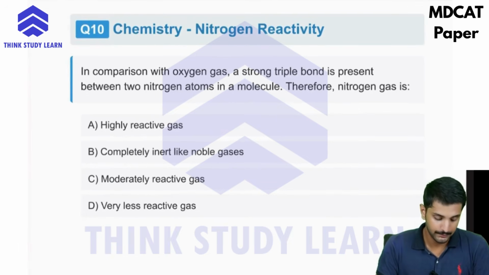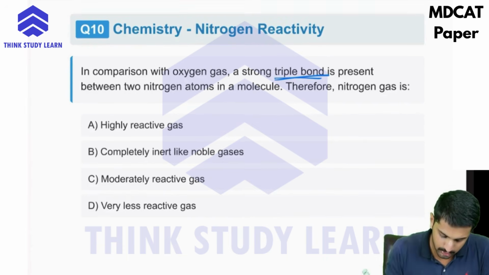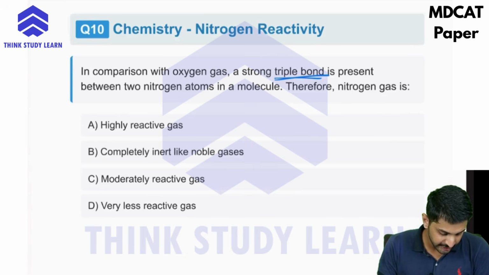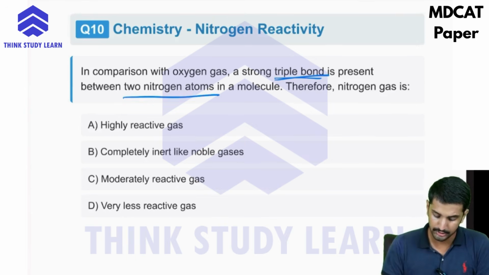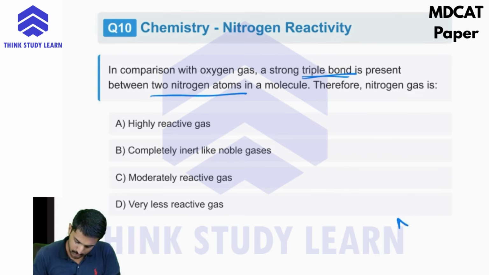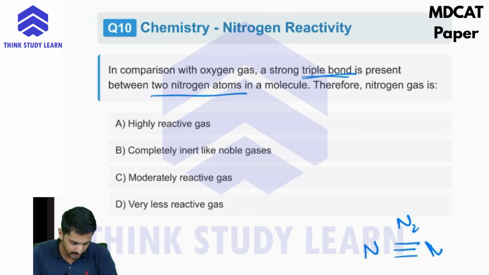Question number 10, and this is from chemistry. In comparison with oxygen gas, a strong triple bond, so it's about a triple bond, is present between two nitrogen atoms in a molecule. Therefore, nitrogen gas is. So we have N2, and it is basically like this. It has three bonds, a triple bond, and therefore nitrogen gas is.